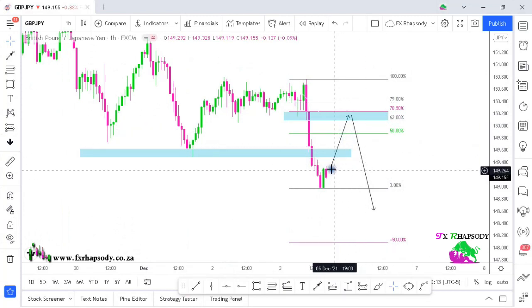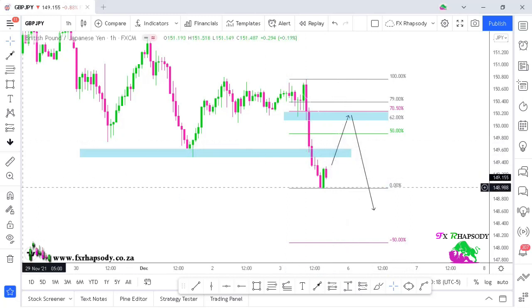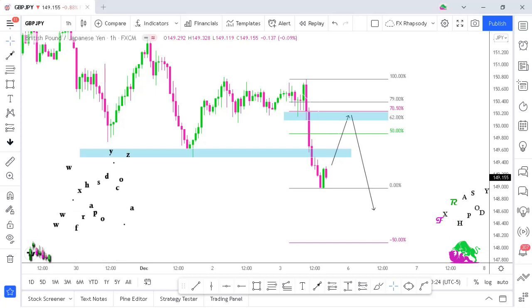It's just to what end and to where price is going to go. So definitely keep your eye on those lower time frames as well. Do not throw away the 5 minutes. I love trading and entering on the 5 minute time frame.